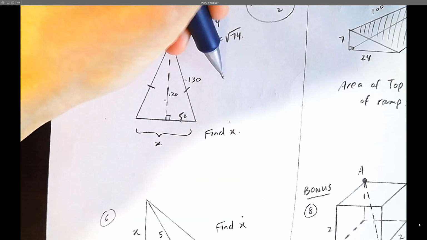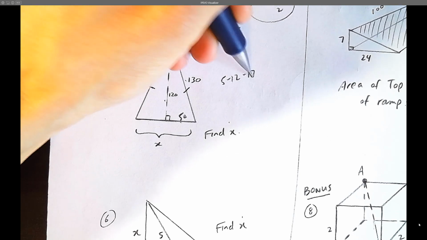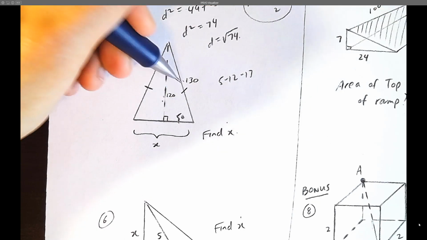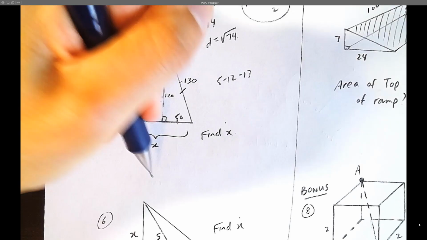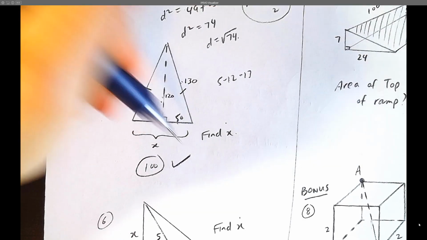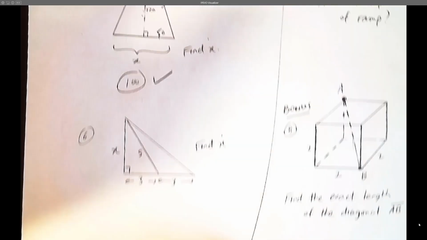Please memorize the Pythagorean triple, 5, 12, 13. You multiply by 10, you get 50, 120, 130. 50 plus 50 is 100. That's the value of x.